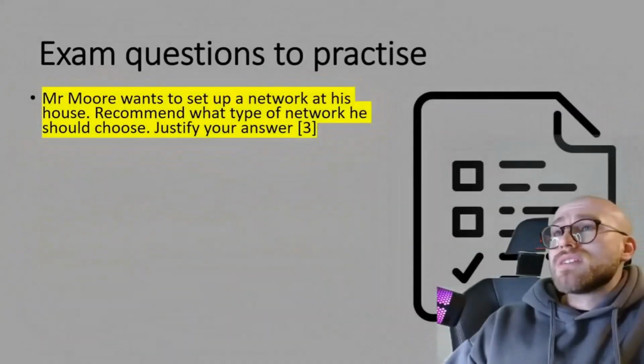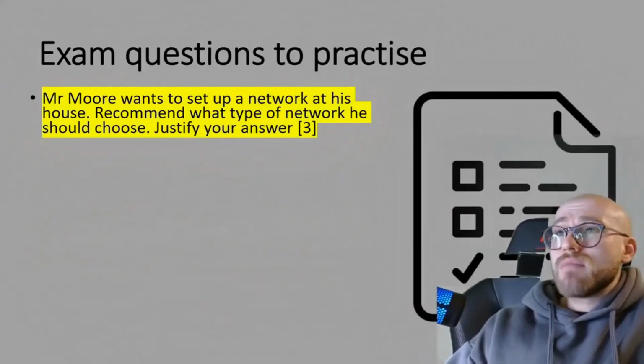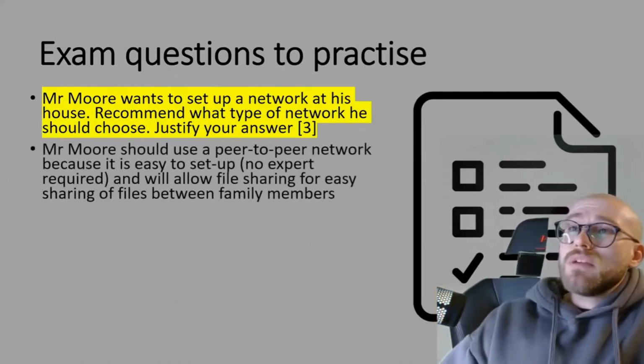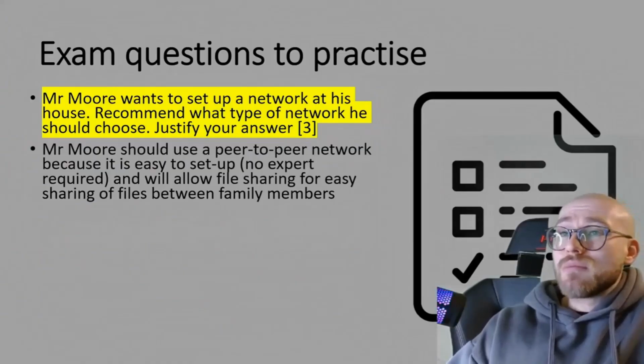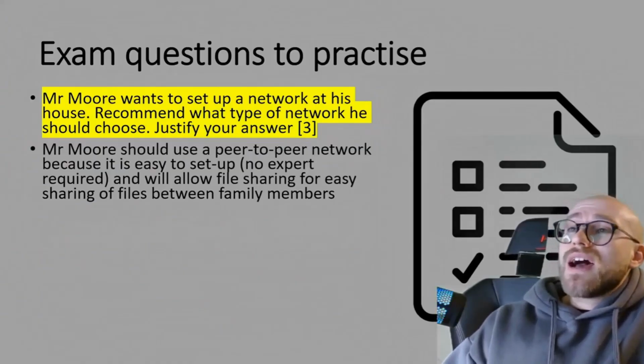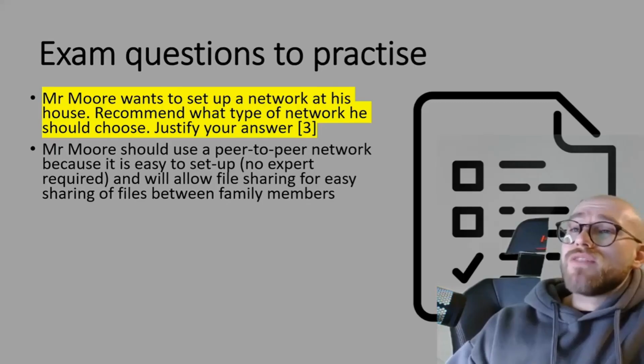So Mr. Moore wanted to set up a network at his house. Recommend what type of network he should choose, then justify your answer. So Mr. Moore should use a peer-to-peer network because it is easy to set up, no experts required, and then this will still allow file sharing for easy sharing of files between family members.